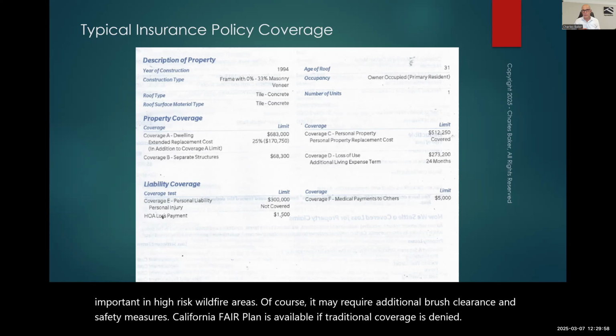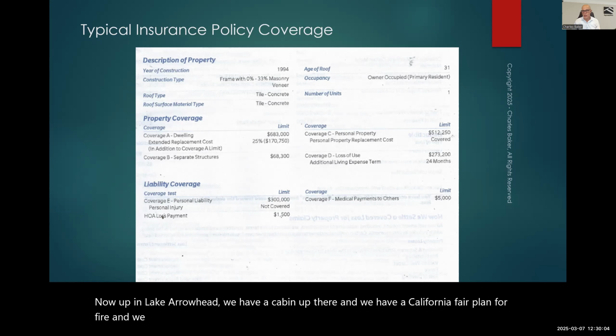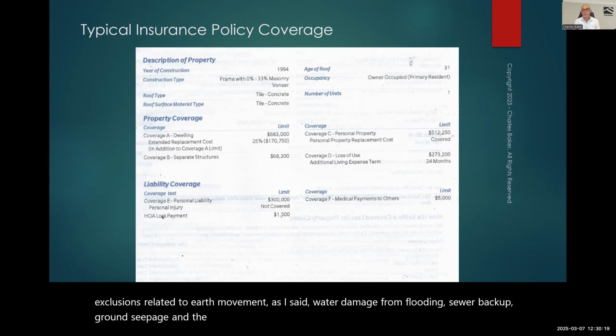Now, up in Lake Arrowhead, we have a cabin up there, and we have a California Fair Plan for fire, and we have a DIC policy for basically everything else, and we'll talk about that. Common exclusions related to earth movement, as I said, water damage from flooding, sewer backup, ground seepage, and the like. It also excludes neglect or poor maintenance, intentional loss, war or nuclear hazards, government actions.